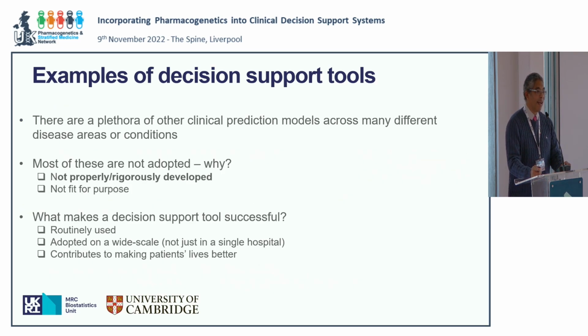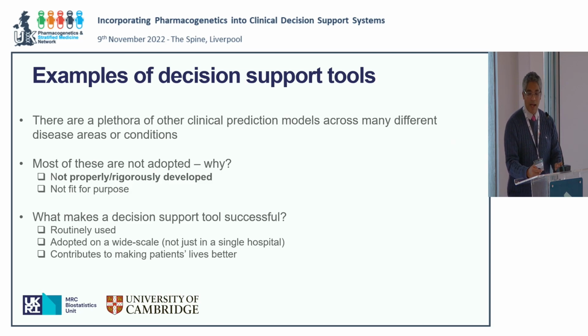What I also find really interesting, if you do a literature review, you find tons and tons, a plethora of examples of clinical prediction models across many different areas and conditions. And most of these models, let's just say about 95, 99% of these models, don't get implemented, don't get adopted. And you kind of think, why? Why is this the case?